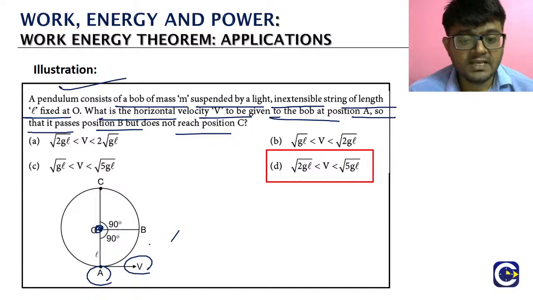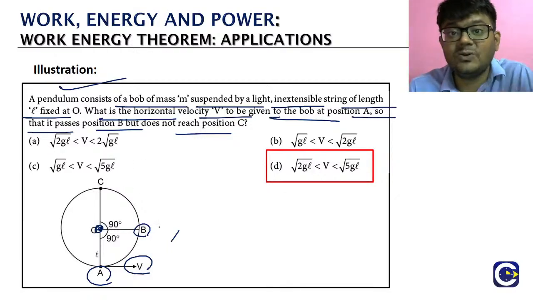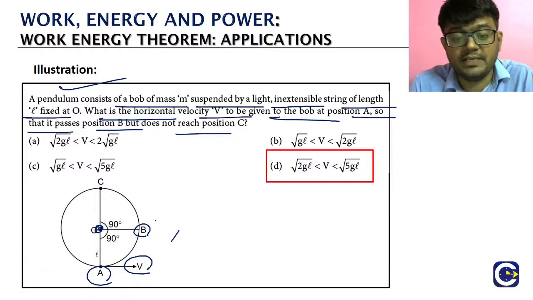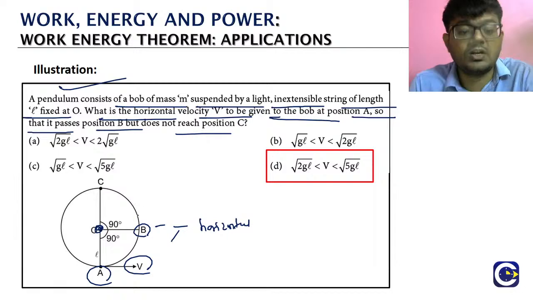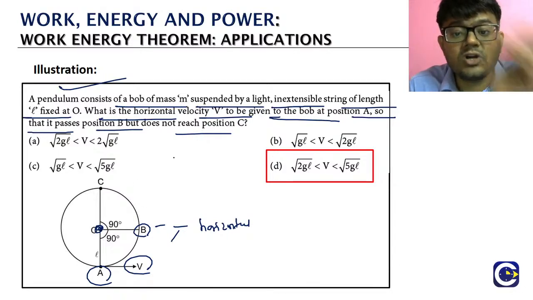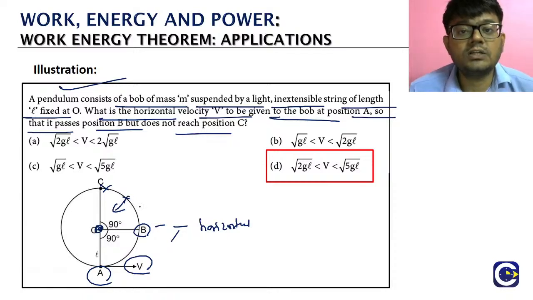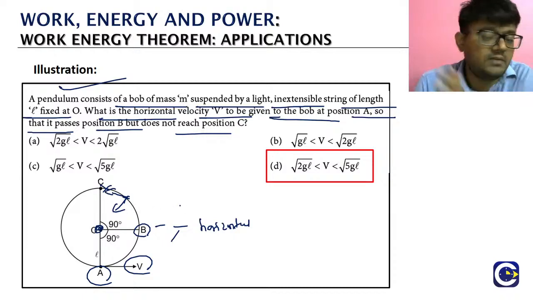It has to cross B. This is what we are calling the slacking condition, right? In the question statement, it says it should pass the point B, that is the horizontal point, and it should not reach the point C. That means somewhere in between it will reach a situation where the tension becomes zero, and from there it goes along a parabolic path.